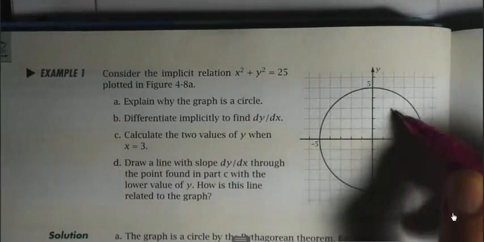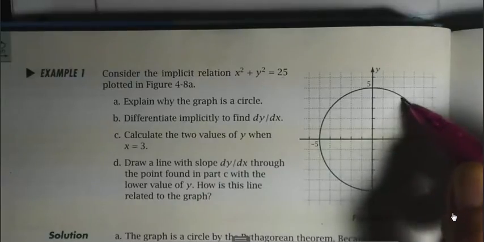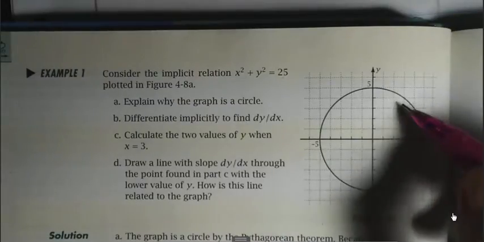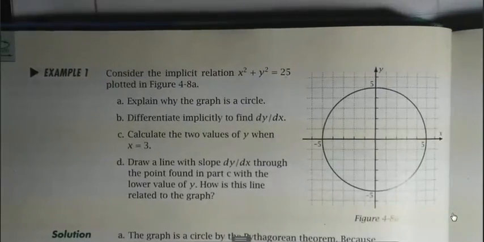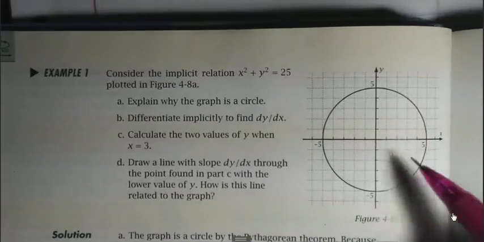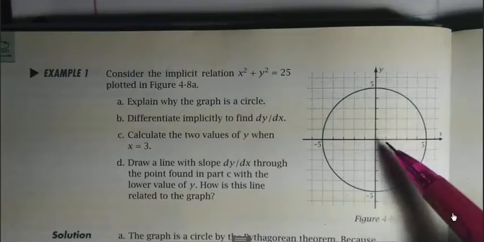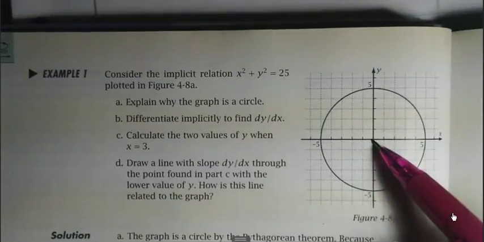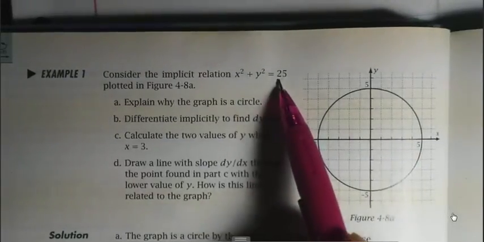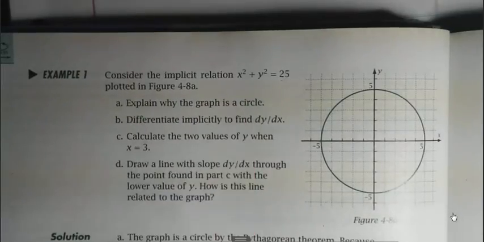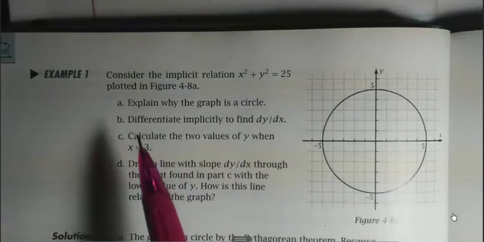I can always use the Pythagorean Theorem, right? If I needed to know the hypotenuse here, then maybe I would know the height and this leg, and then I could find that hypotenuse. But I already know that this is a circle because every single point on this circle is the same exact distance from the center of the circle, which happens to be the radius, which is 5. So I've already explained why the graph is a circle. Now let's get into the harder stuff.